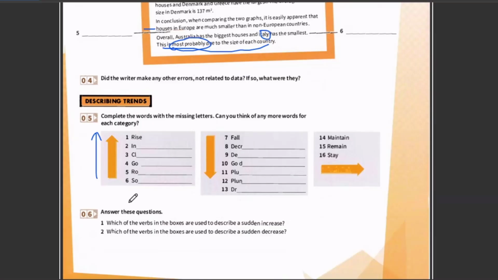And then there is number two, in which the word that should be written starts with IN. Can you think of any word that starts with IN and describes the trend going upwards? Increase. Very good. Increase. Number three, CL. Climb. Very good. Climb. Yes. Number four, GO. Go up. Excellent. Go up. Number five, RO.